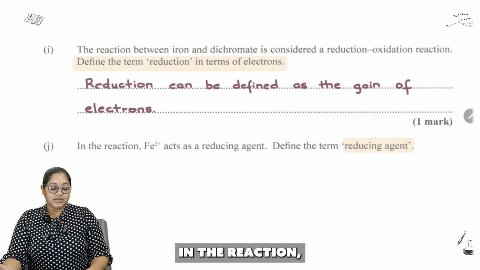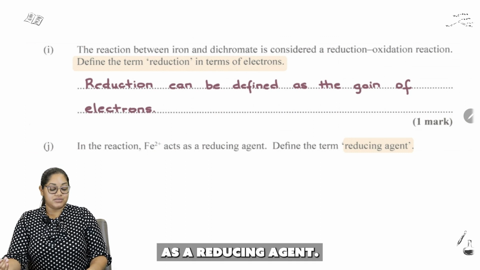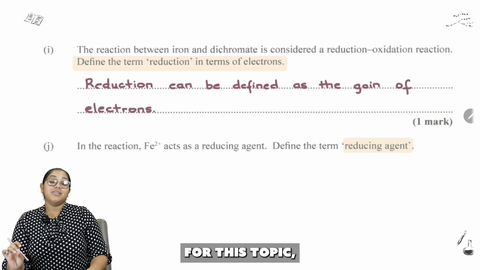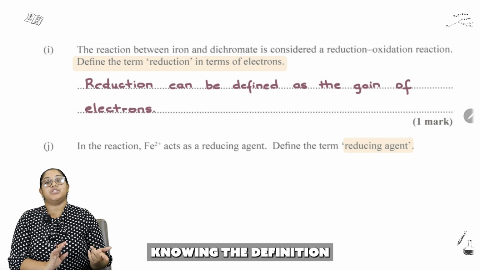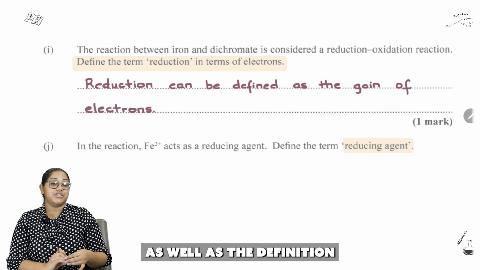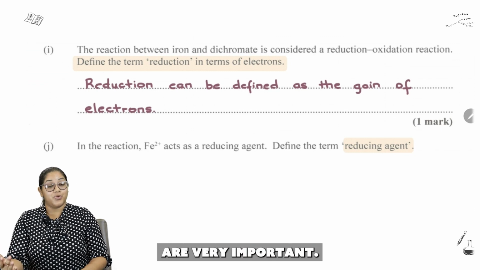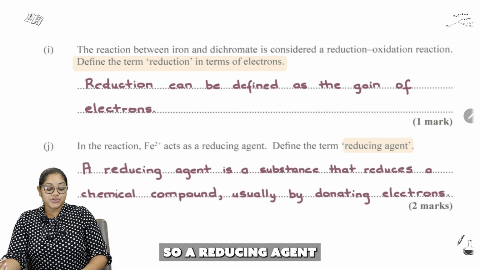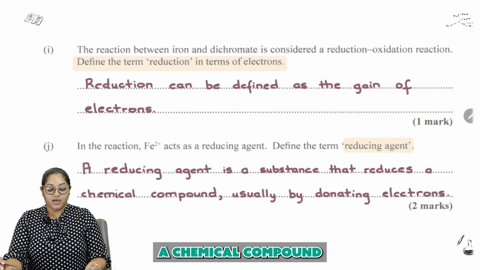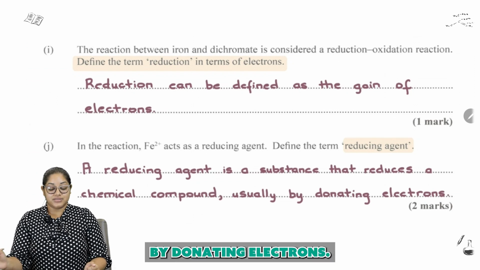In the reaction, Fe2+ acts as a reducing agent. Define the term reducing agents. For this topic, knowing the definition of oxidation and reduction as well as the definition of reducing agents and oxidizing agents are very important. So a reducing agent is one that reduces a chemical compound, usually by donating electrons.